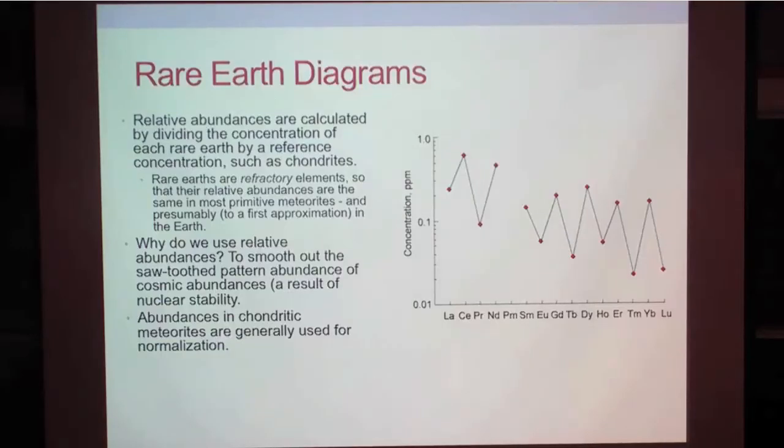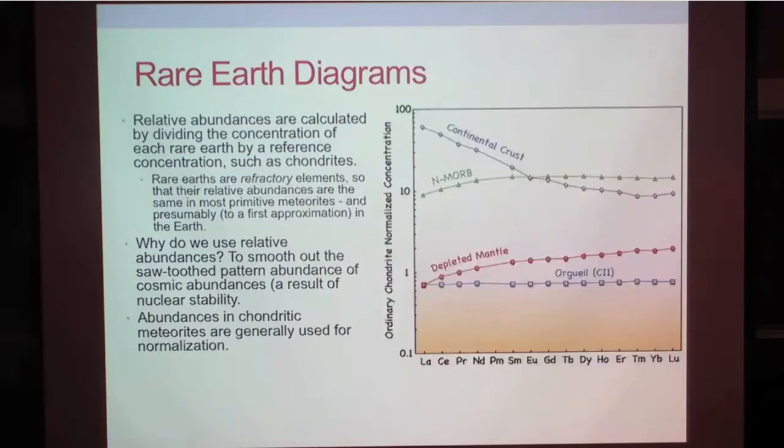Okay, we have this sawtooth pattern and the decay here. This is related to nuclear stability and the ways in which the elements were produced. By normalizing to chondrites, we can eliminate that. And we can see here that because lanthanum is a large ion, it tends to partition into melts and ultimately into the continental crust. At least a hypothetical depleted mantle shows a depletion in the light rare earths because of their large ionic size. And the terms enrichment and depletion refer to incompatible elements.